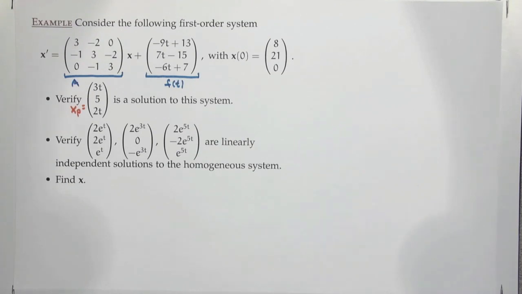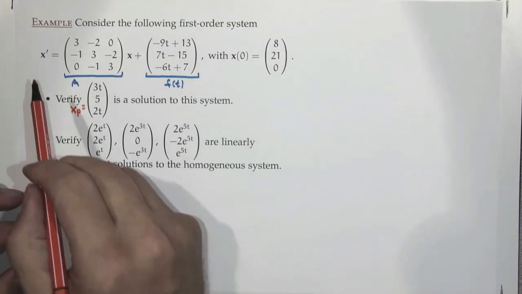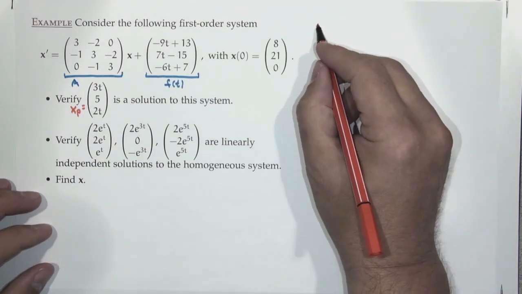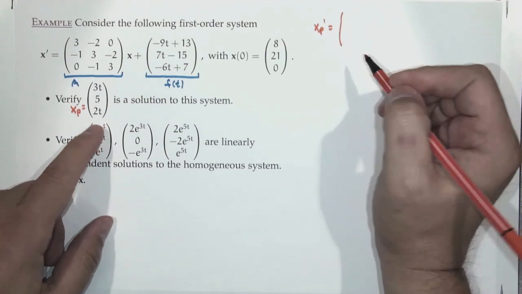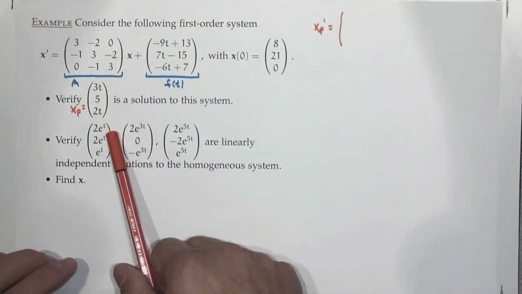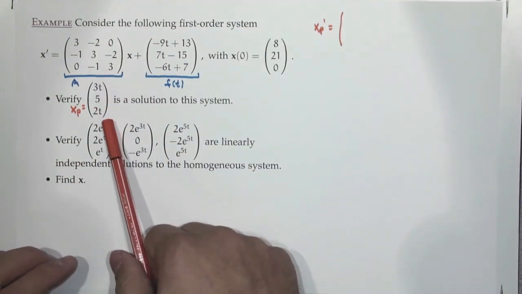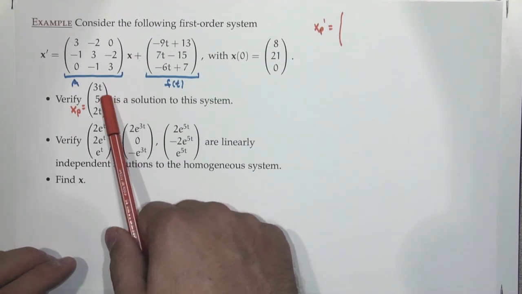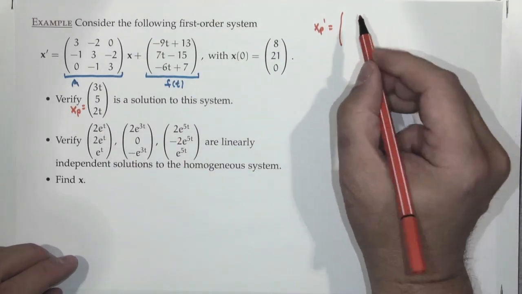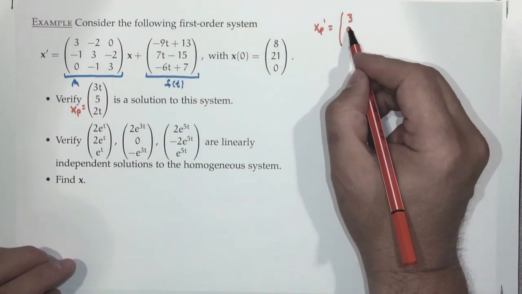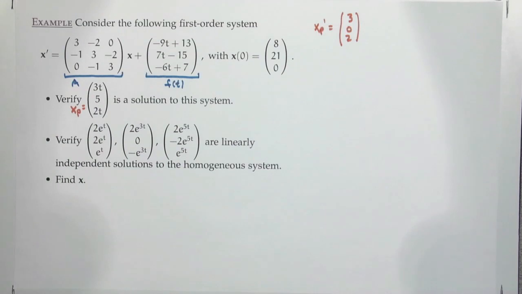All right. So how do you verify something as a solution? Do you remember what to do? You plug it in. Wow. Great. Awesome. All right. So we're going to plug it into both sides. So we say, all right, what is x_p prime? Now, we talked about this last time. The way you take a derivative of a matrix, which is also the derivative of a vector, is the derivative of each entry. So what's the derivative of this vector? (3, 0, 2). All right, so good.